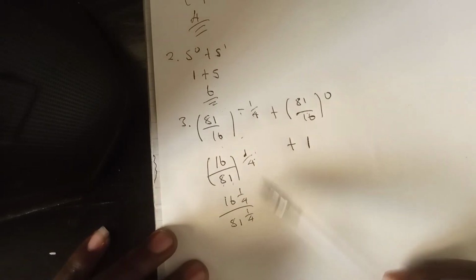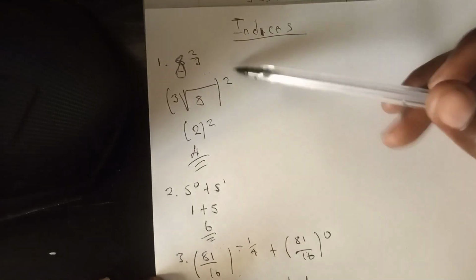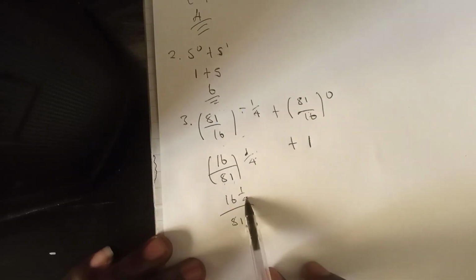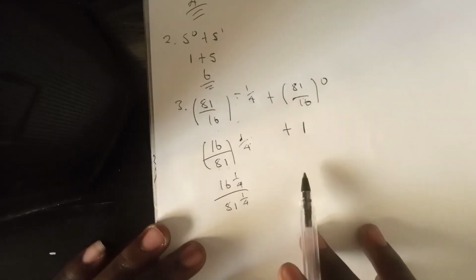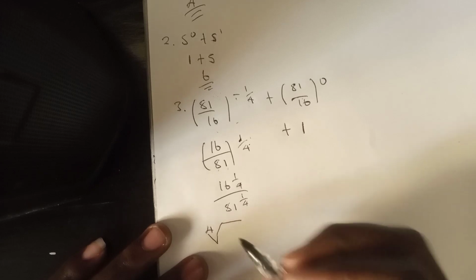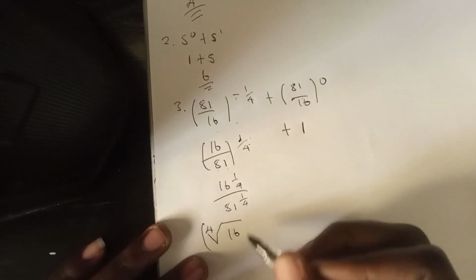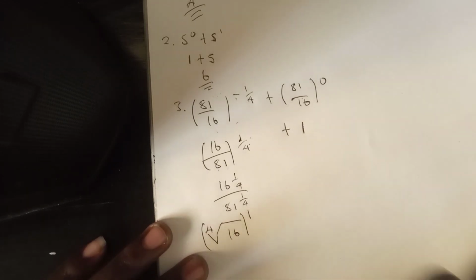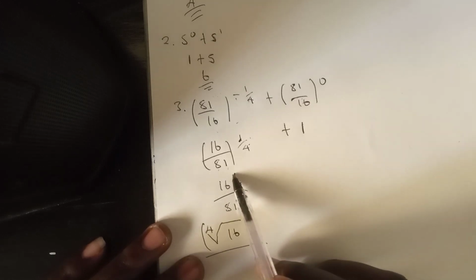Now, how do we do the fractions? Again, we go about this question the same way we did with this one. So we say the one on the bottom, which is a fraction, will be the root. So we say the fourth root of 16, right? And then we can also write the brackets if you want, and you say 1 outside, which is this one.